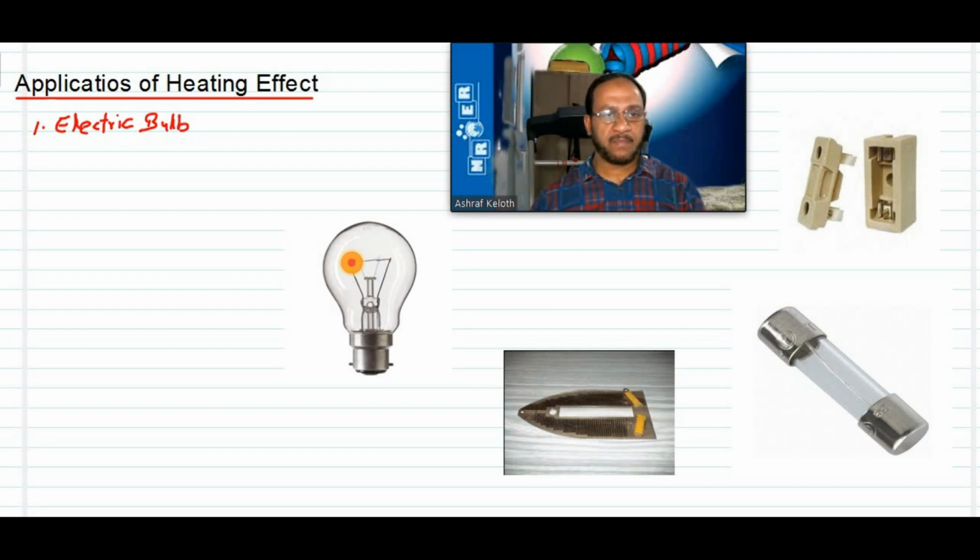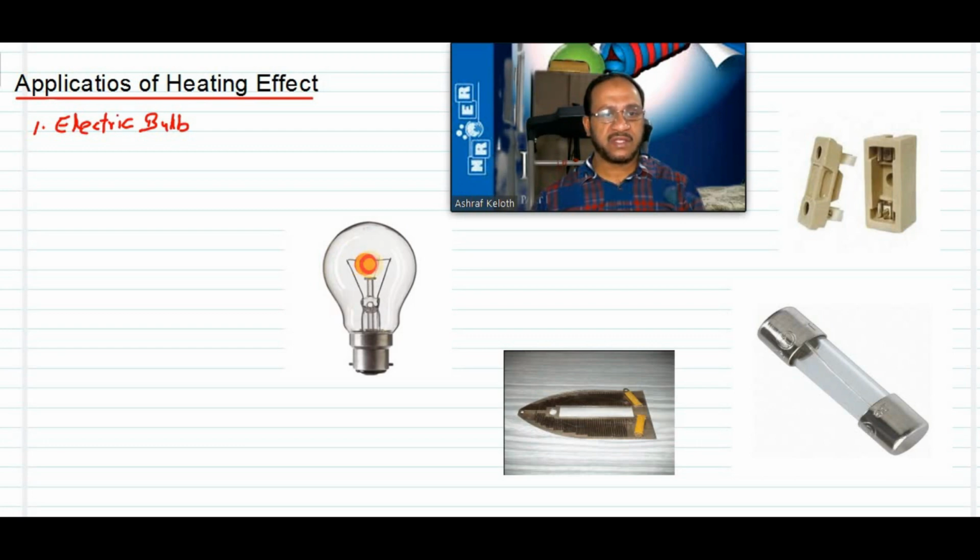And what are the properties of tungsten? Why is tungsten used for making the filament? Sir, it can be heated to white hot. Before that, the main property. Tungsten has high resistivity. It can be drawn into thin wire. Its melting point is high, 3380 degrees Celsius.